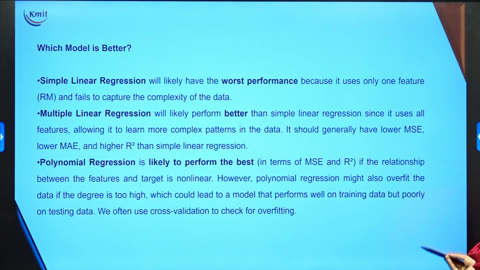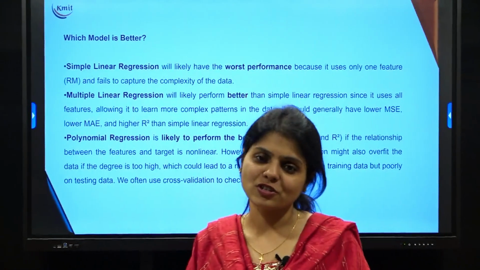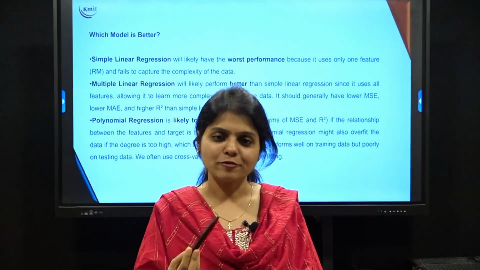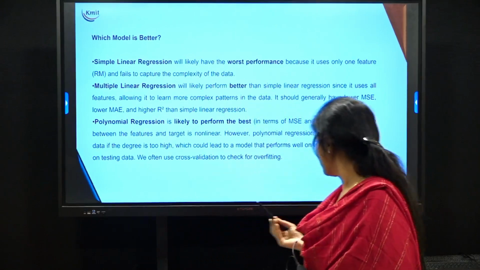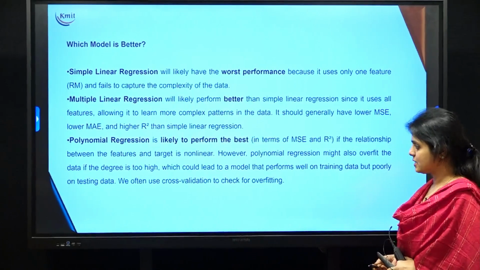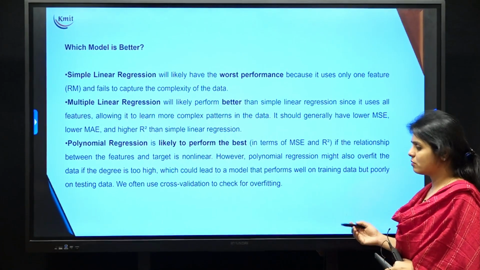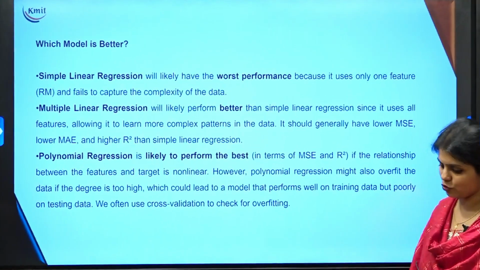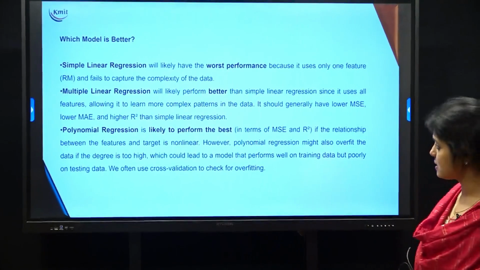Okay. However, polynomial regression might also overfit the data if the degree is too high. Okay. So overfitting problem occurs if you go for more number of polynomial features. Hence, for that reason, we have considered only degree to be 2. Which could lead to a model that performs well on the training data but poorly on the testing data. So when it happens, we often go for cross validation to check if the overfitting can be resolved or not. Okay. So this is all about generalization that we have discussed in the last session.